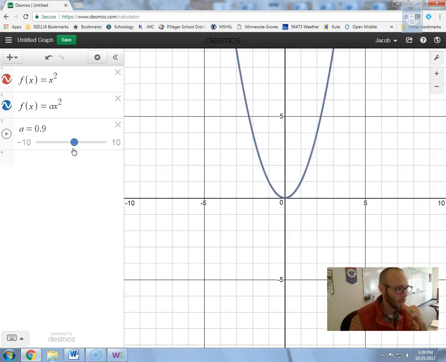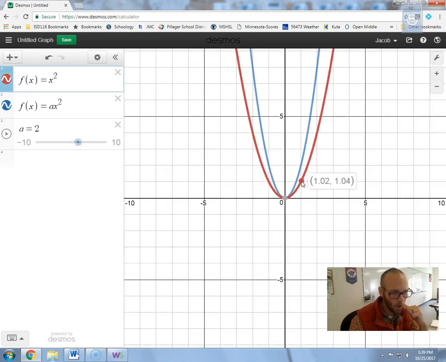For example, if a is 2, what happens to all the y coordinates? (1, 1) becomes (1, 2), right? There it is. (2, 4) becomes (2, 8). All the y values are multiplied by 2.